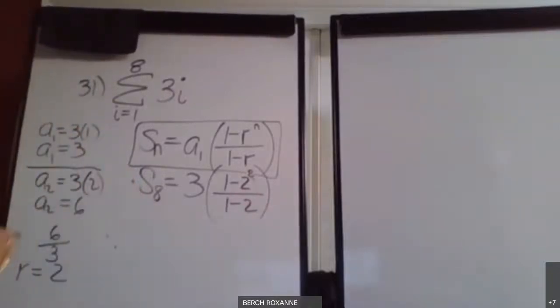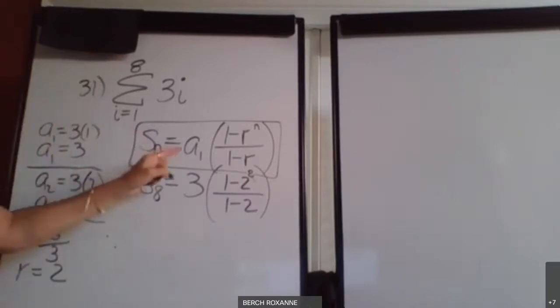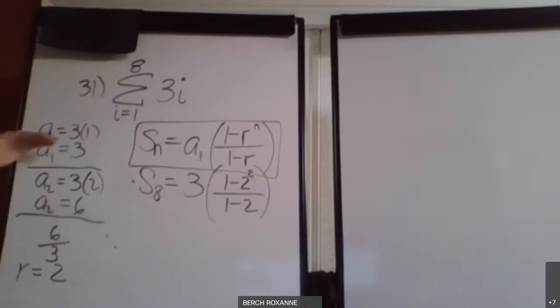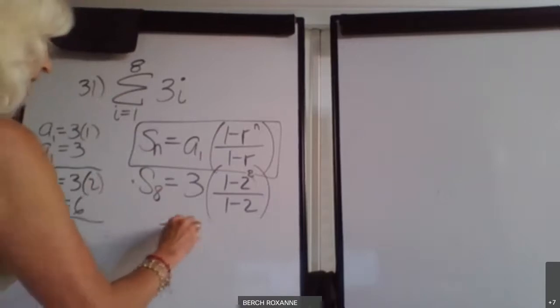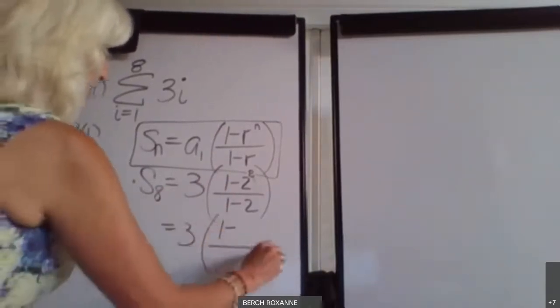Okay, does anybody have any questions right now about what I'm doing? So if I use this formula, I have to know that n is 8 terms. I need to know the first term by putting in a 1, and I need to find the common ratio by knowing at least 2 terms so I can divide the successor divided by the previous. So in this problem, that negative is not part of the power. So what's 2 to the 8?